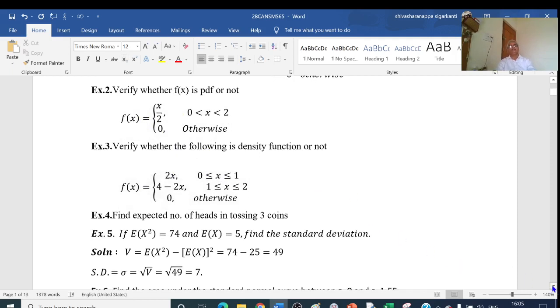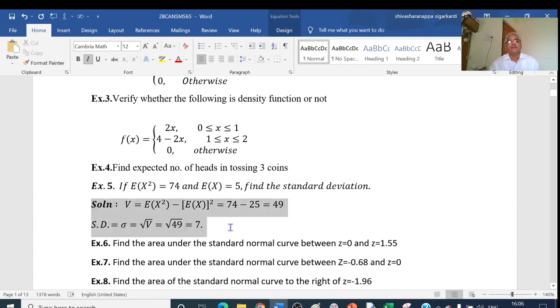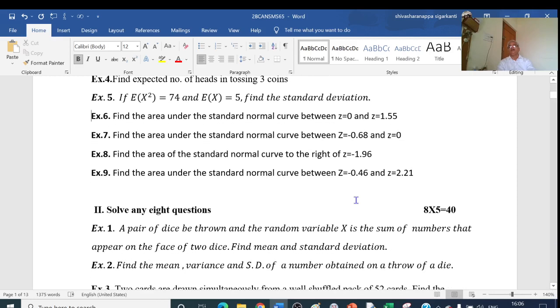And here the next question is find the expected number of heads in tossing 3 coins. And the next question is E of x square is given, E of x is given. Find the standard deviation sigma. And sixth question, find the area under the standard normal curve between... Okay, this is a very simple question. These are all the same, finding the area between the curve and z-axis between z equal to z1 to z2.